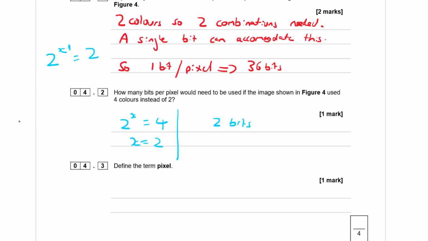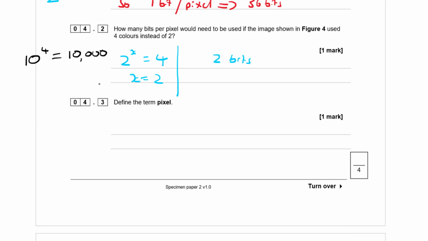So if you were in normal decimal and you were looking at your PIN number or your passcode for your iPhone, you've got 4 digits available. How many combinations is this? Well, there are 10,000 combinations in this case. So very similar idea. And now we need to define the term pixel.